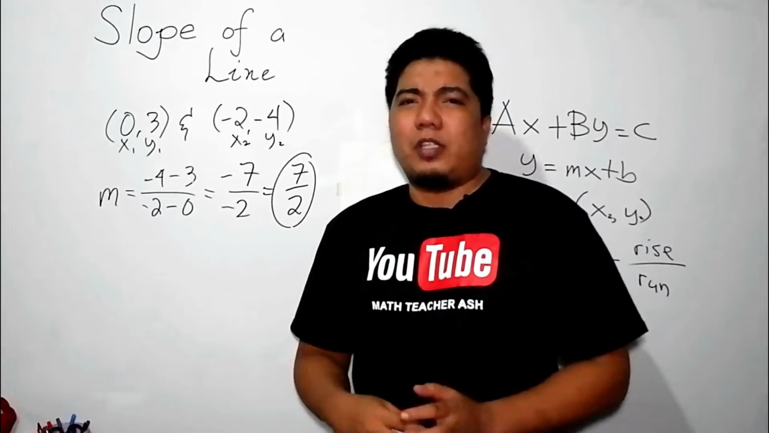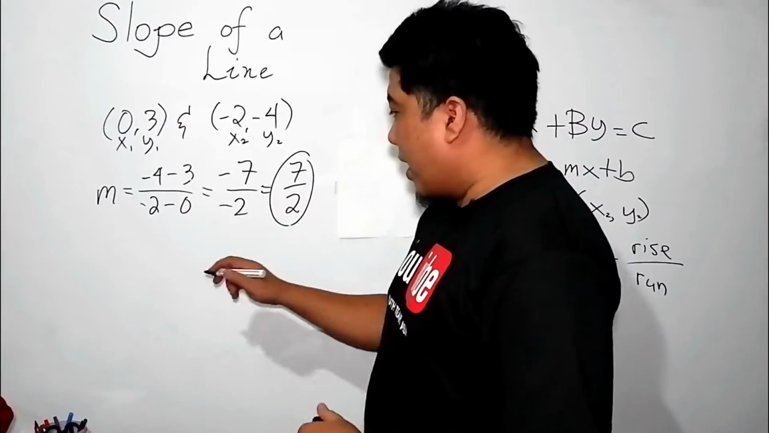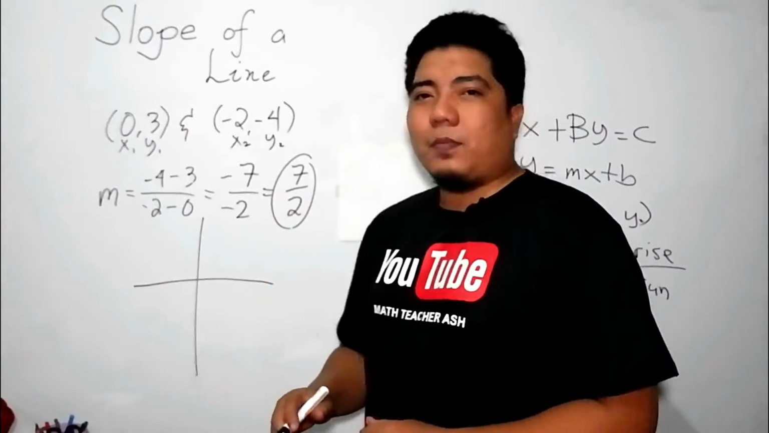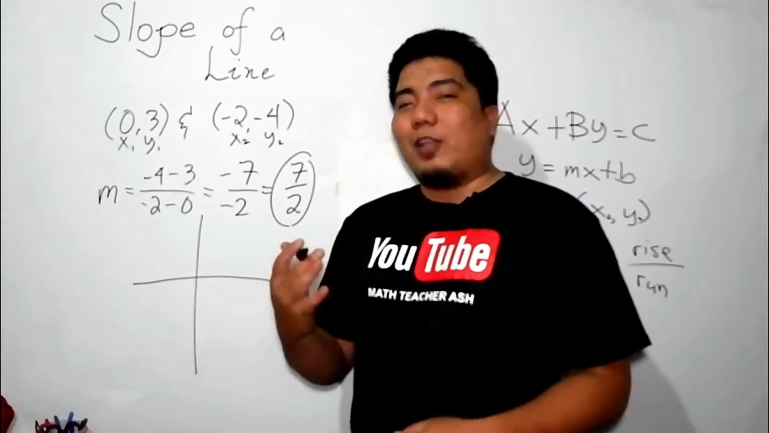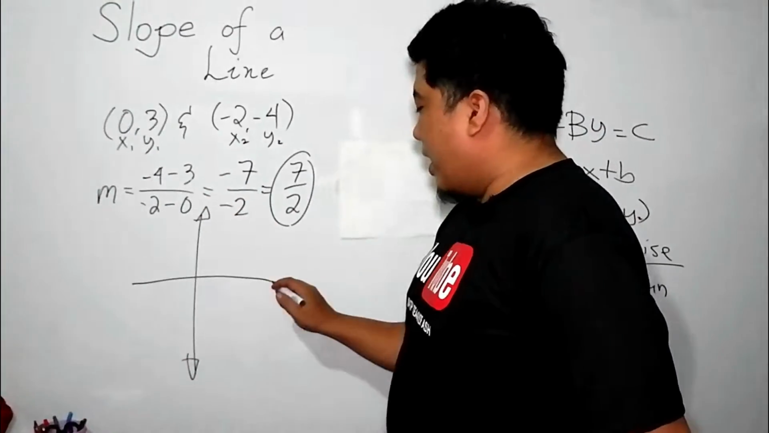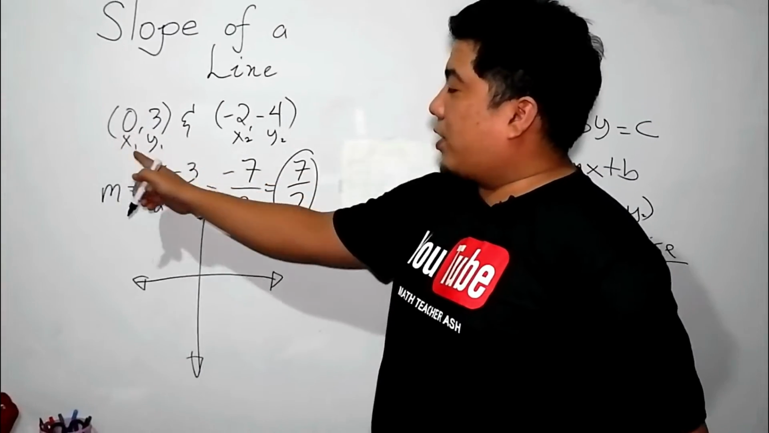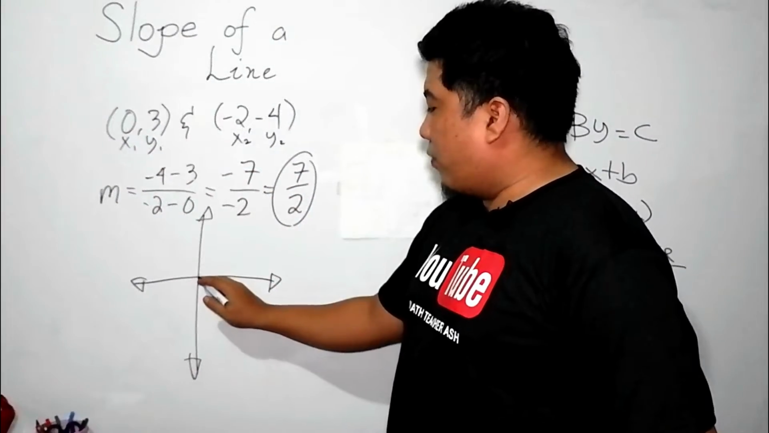Okay? Now, the question is, how do we apply this one? For you to understand this further, let's consider a Cartesian plane or the rectangular coordinate system. This is your y-axis and this is your x-axis. Now, let's say we have the first point, 0, 3. So, that is 0 for x.